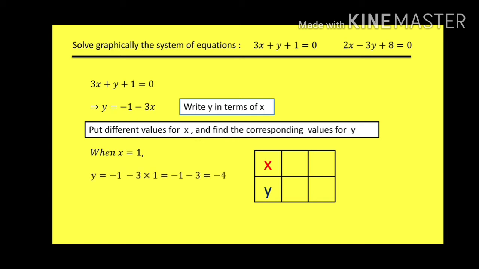So y will be minus 1 minus 3 into 1. So that becomes minus 1 minus 3 equals minus 4. Now when x equals minus 1, same thing, minus 1 minus 3 into minus 1. So when we solve it, we get plus 2, or only 2. So here are the points (1, minus 4) and (minus 1, 2).